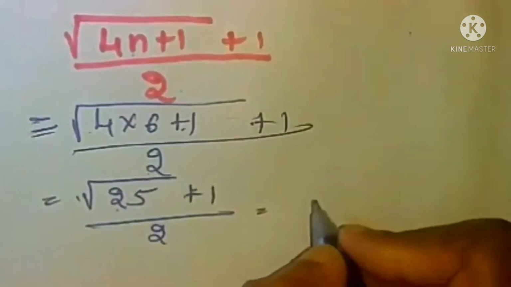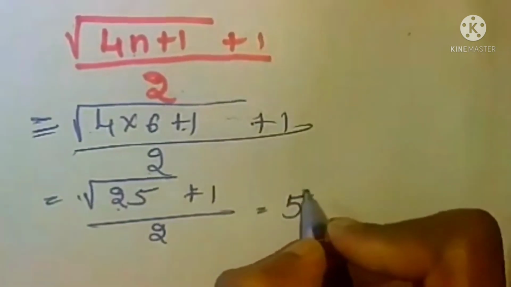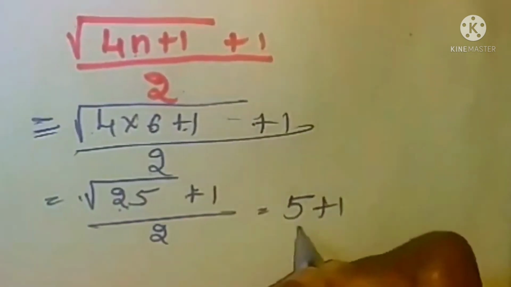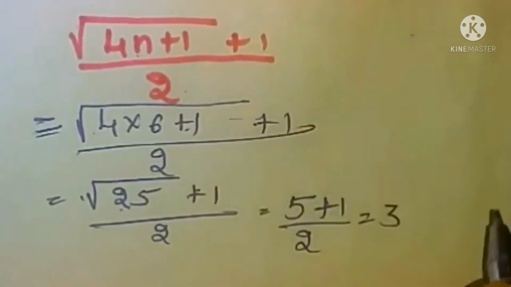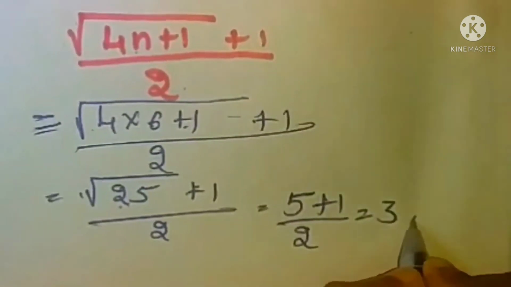It's a square root, na. So we'll get 5. So 5 plus 1 is 6. 6 by 2 is equal to 3. Okay, so 3 is your answer.